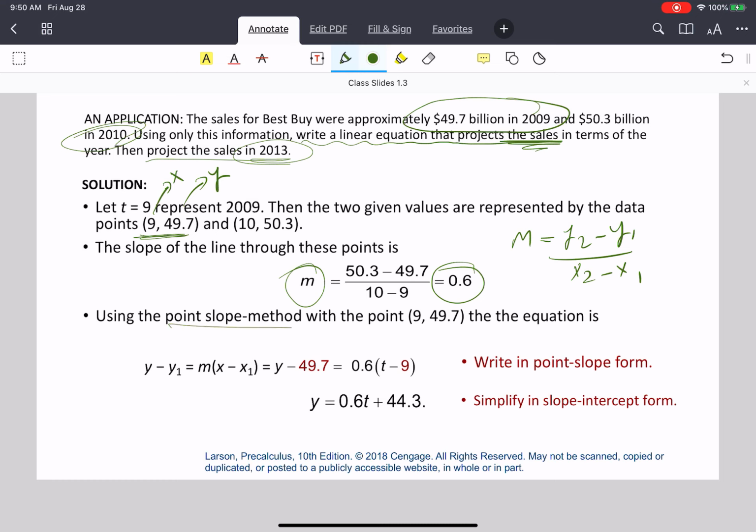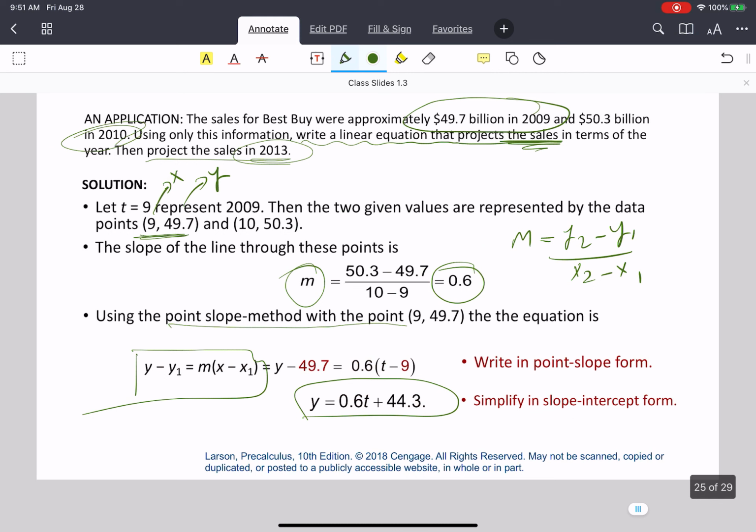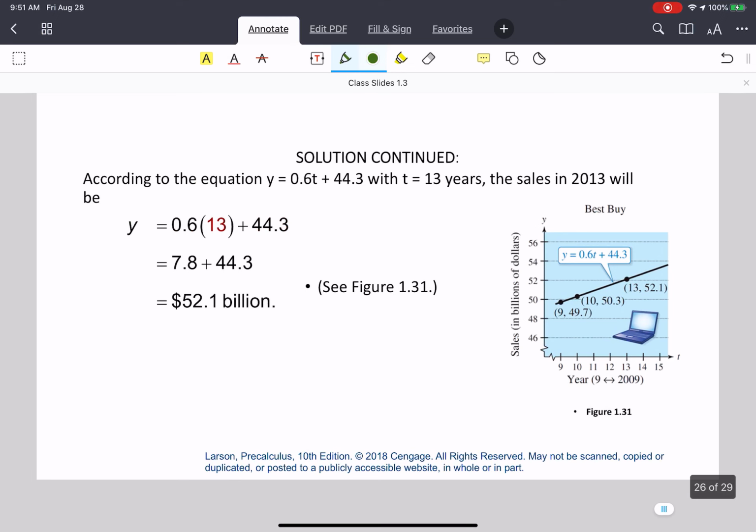So using the point slope method, we will be able to come up with an equation because we know a point and we know the slope. So y minus y1 equals m times x minus x1. So y minus 49.7 equals 0.6 times t minus 9. And this will get you y equals 0.6t plus 44.3. All right, so this is what we use to project sales.